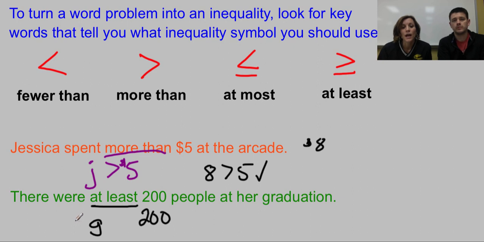So at least 200 people means that there could be 200, 300, 400. So we're looking at that greater than or equal to inequality symbol. And then we're going to go ahead and plug in, okay, at least 200 people. So if there was 300 people there, that would meet the requirements. And 300 is greater than or equal to 200. So I've checked my work.